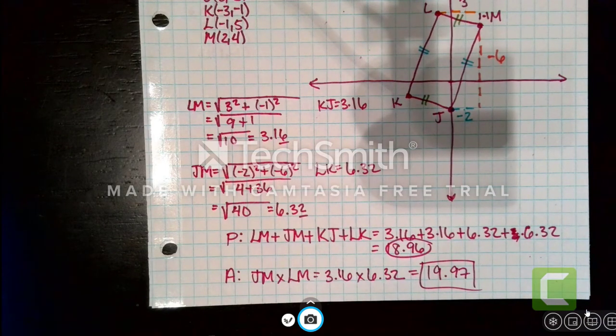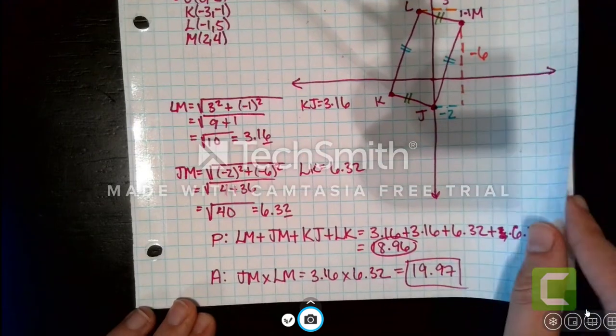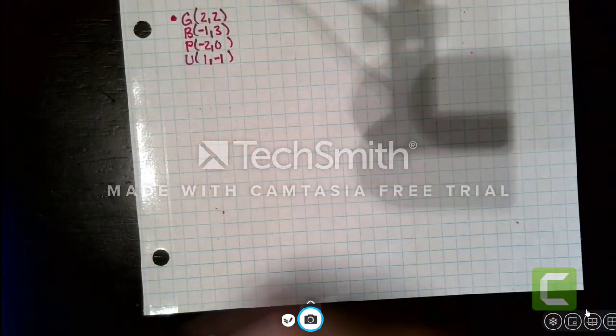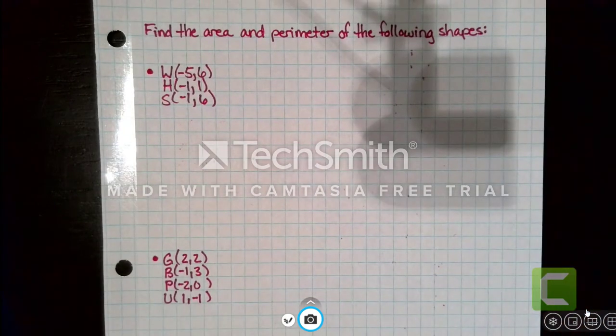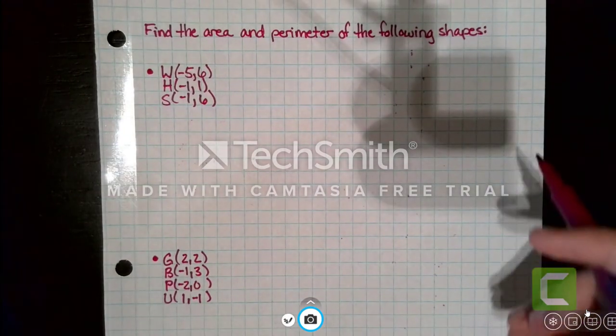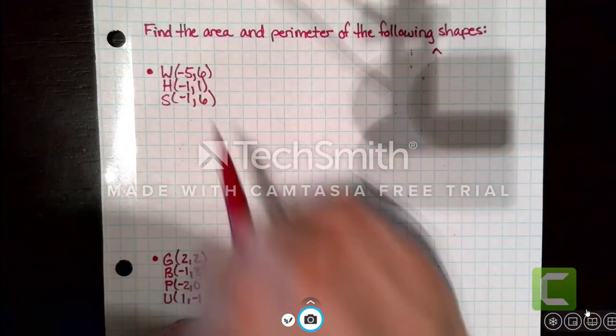Be careful with your math and don't assume anything. That would be your answers for this rectangle. Moving on to the last two examples, we have the area and perimeter of another triangle. Draw your coordinate to match up with this.